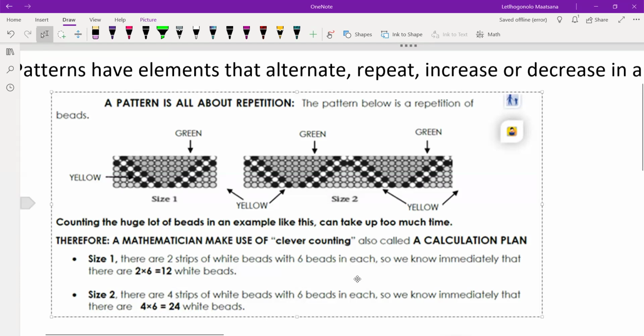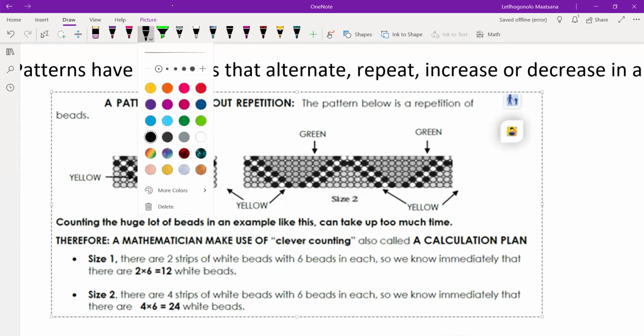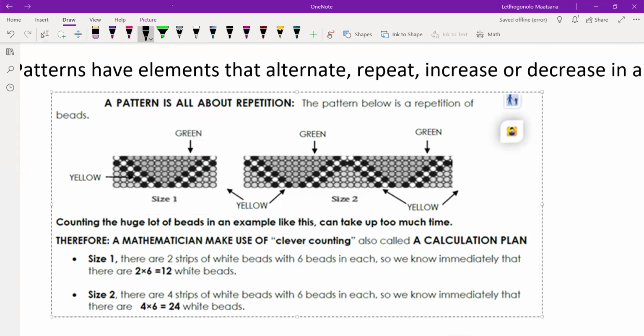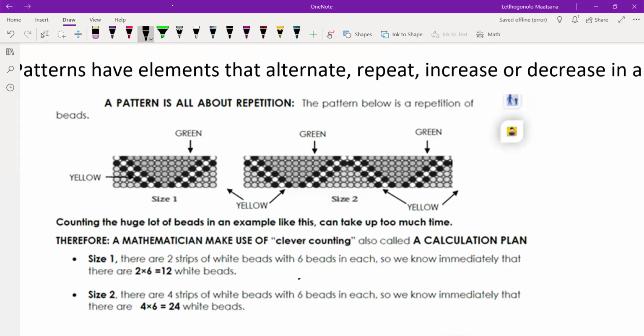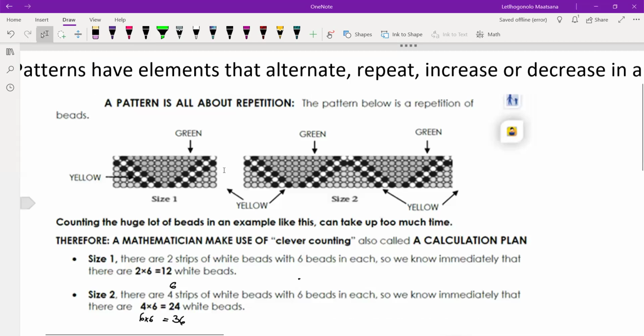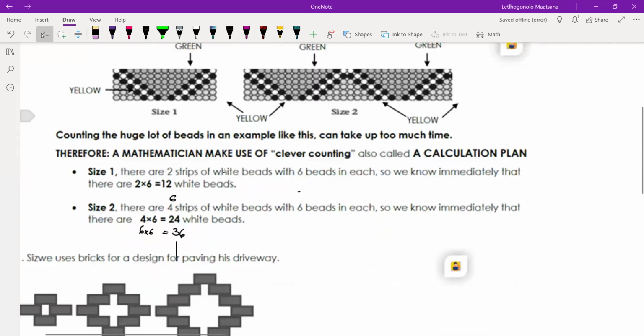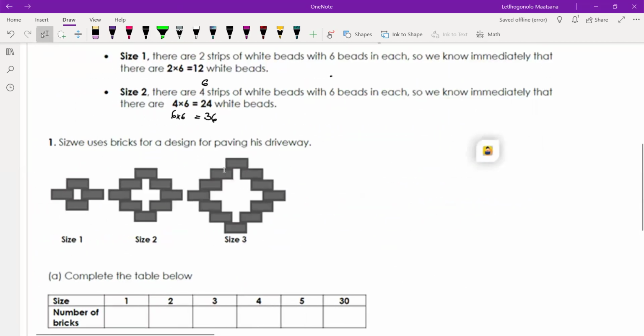If we wanted to know what would be the next pattern following, we would then have 6 strips. We will have 6 strips, and therefore we will have 6 multiplied by 6, and there will be 36 white beads. Let's take a look at this example over here.